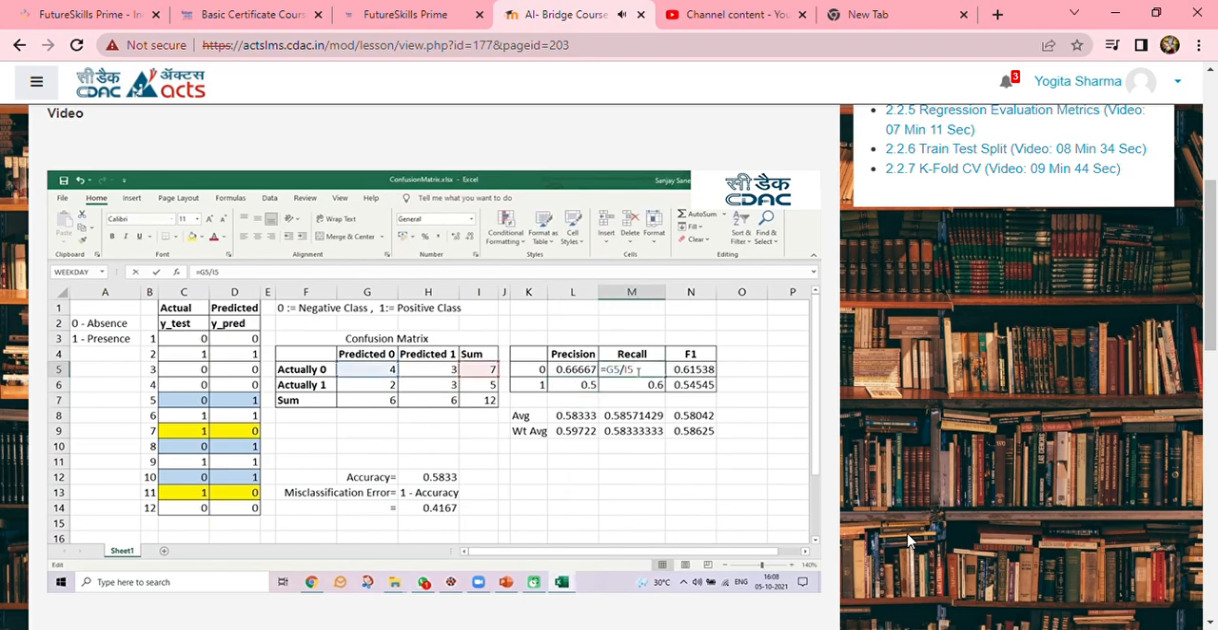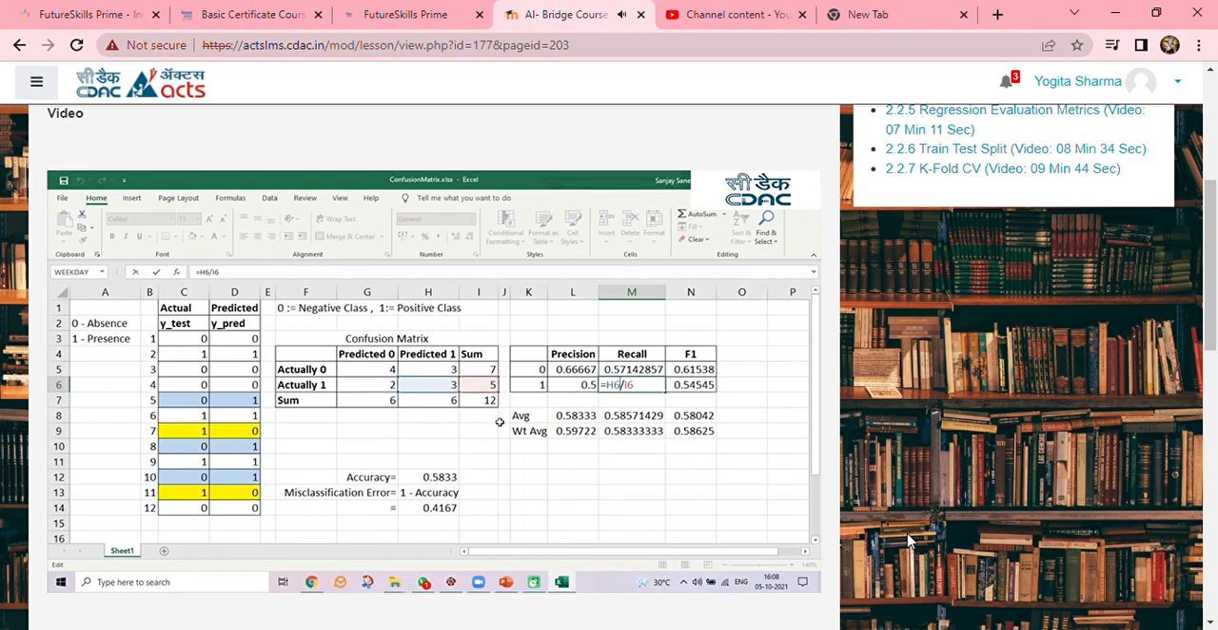Let's talk about recall. Among all the actually existing zeros, how many zeros were there actually in the test set? 1, 2, 3, 4, 5, 6, and 7. 7 zeros. Among the 7 zeros, how many were predicted by the model as really zeros? There were 4 in all. Hence, recall for 0 will be 4 by 7. Similarly, you will find recall for 1 will be 3 upon 5.